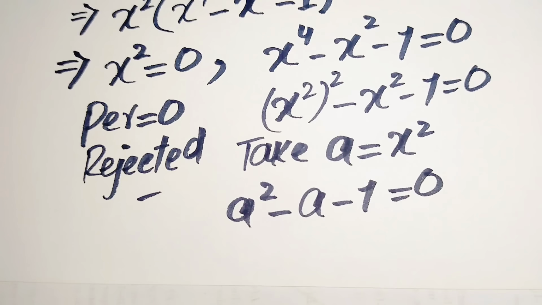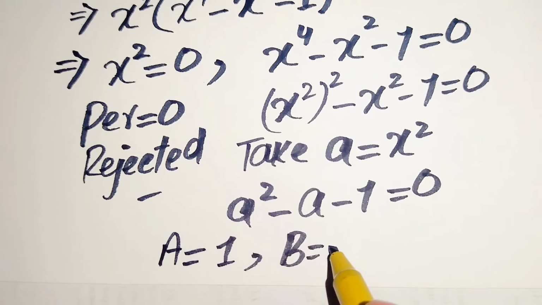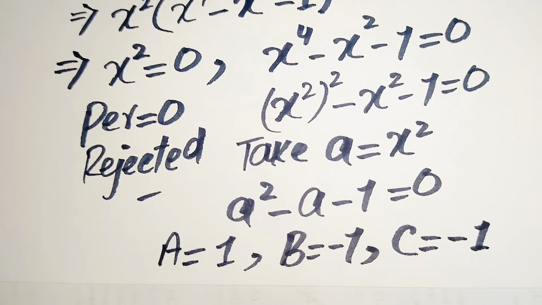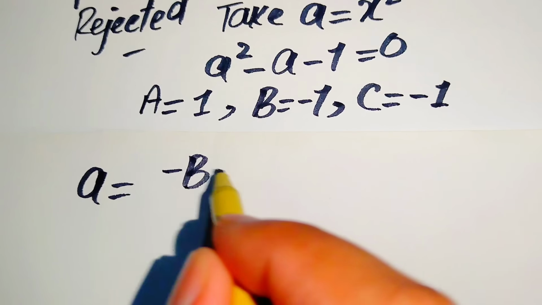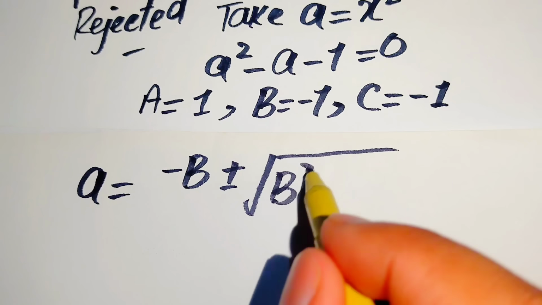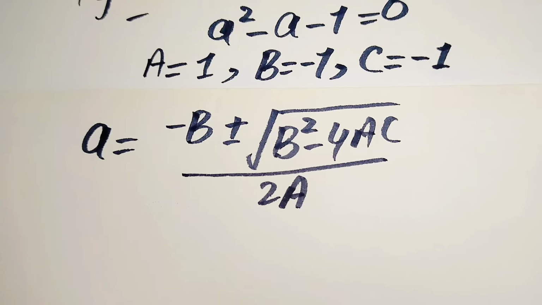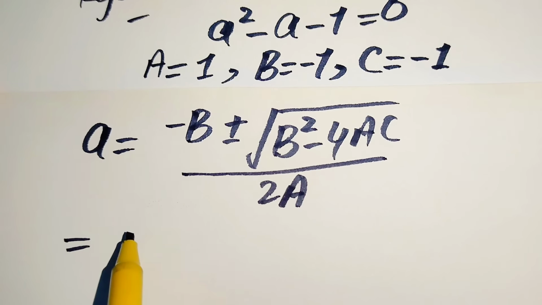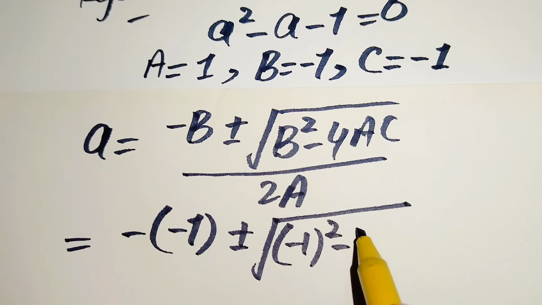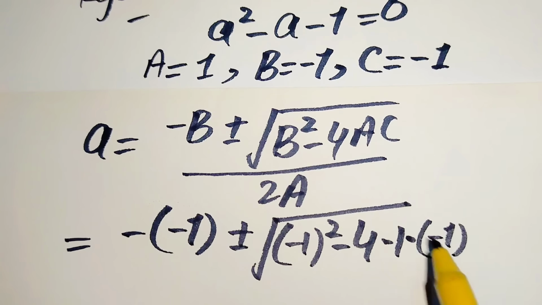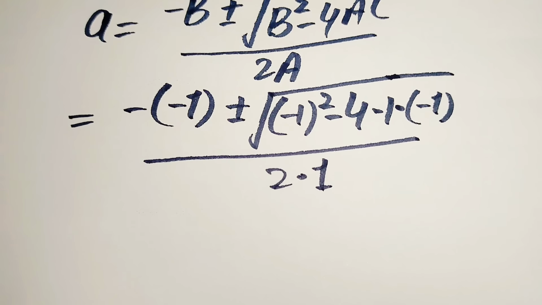So here we use the quadratic formula, and for this we first write the coefficients of this equation. Its coefficients are capital A equals 1, capital B equals minus 1, and capital C equals minus 1. And here we state the quadratic formula: a equals minus b plus or minus square root of b squared minus 4ac, divided by 2a. This is our quadratic formula, and here we substitute all the values of a, b, and c. So the value is minus b, which is 1, plus or minus square root of b squared, that is (minus 1) squared, minus 4 times a, which is 1, times c, which is minus 1, divided by 2 times a, and here our a is also 1.